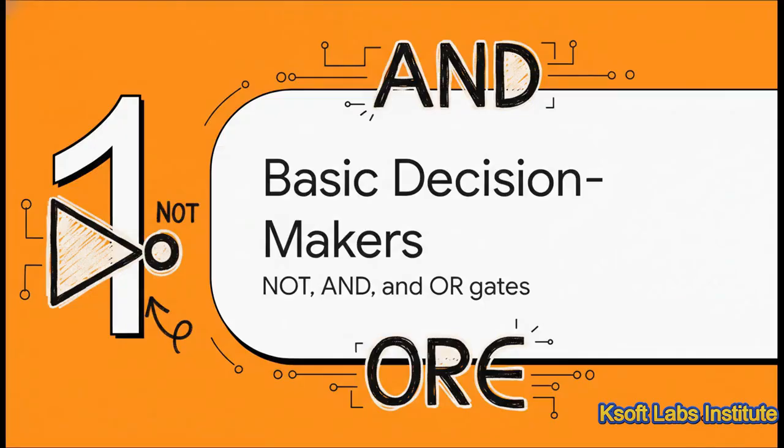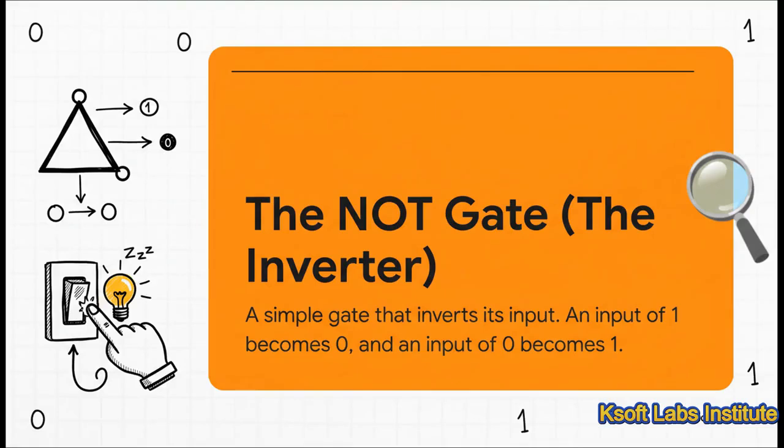All right, so if we're going to learn this language, we have to start with the alphabet. And for digital logic, the most basic letters are the NOT, the AND, and the OR gates. Let's meet them. First up is the NOT gate, which sometimes gets called the inverter. It's the simplest one, and it does exactly what you think it does. It does the opposite. You give it a 1, it spits out a 0. You feed it a 0, you get back a 1. It's like a rebellious light switch that's just programmed to do the reverse of whatever you do.